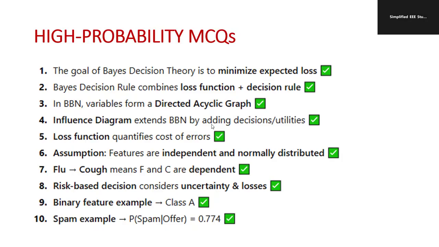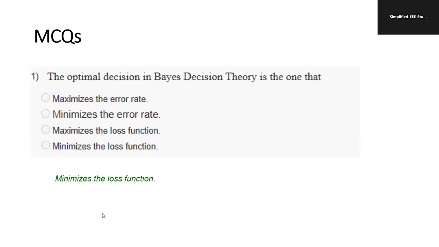Influence diagram extends the BBN by adding decision or utility. Loss function quantifies the cost of errors. Assumption: features are independent and normally distributed. Flu and cough means F and C are dependent. Risk based decision considers the uncertainty and losses. Binary features example: that is class A. For the email spam problem, you have to remember there are some numerical assignment questions which you can expect for the NPTEL examination.